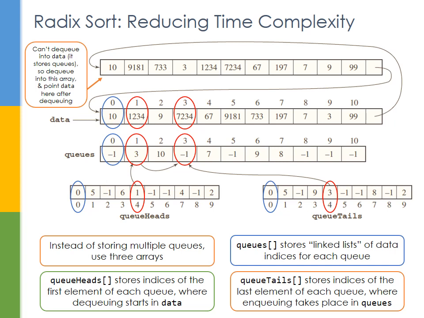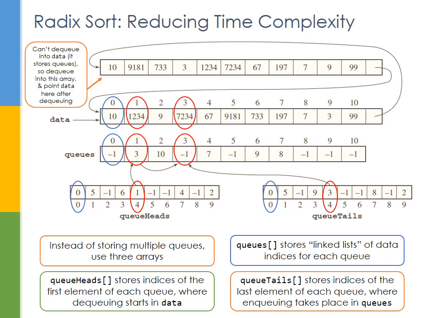Additionally, we have this unnamed array structure over here. The reason that this exists is that we can't dequeue directly into the data array, because the data array contains the queue structures. So if the data array gets disrupted, then our queues get disrupted as well.